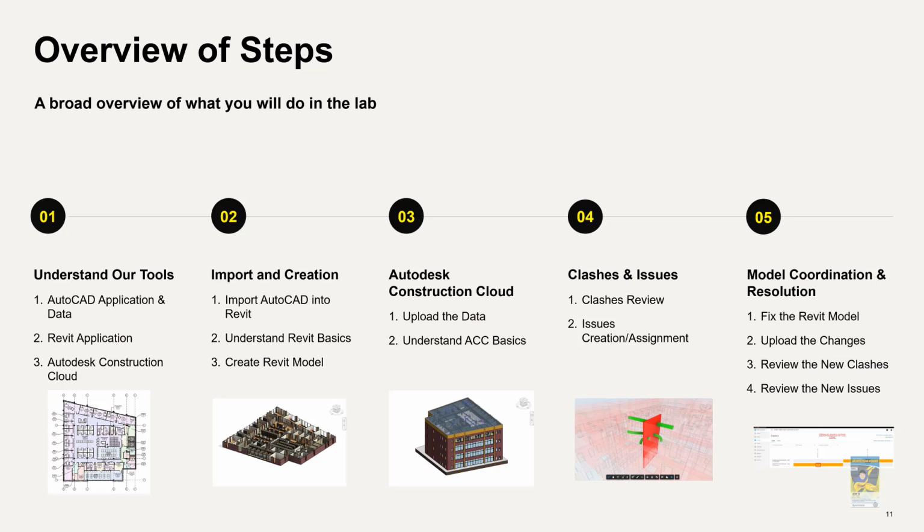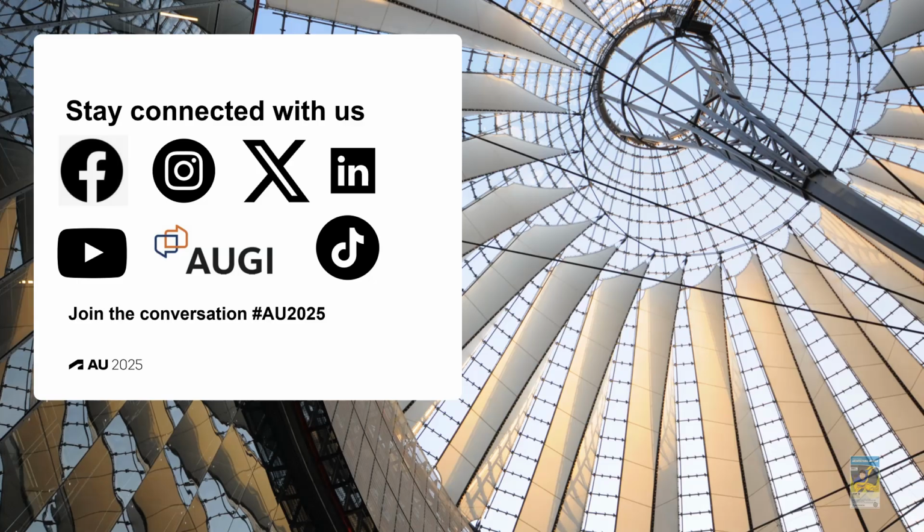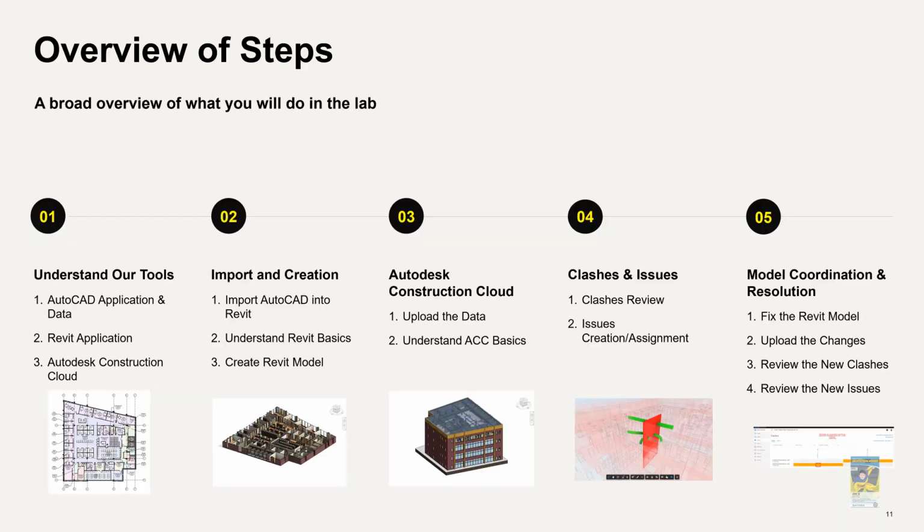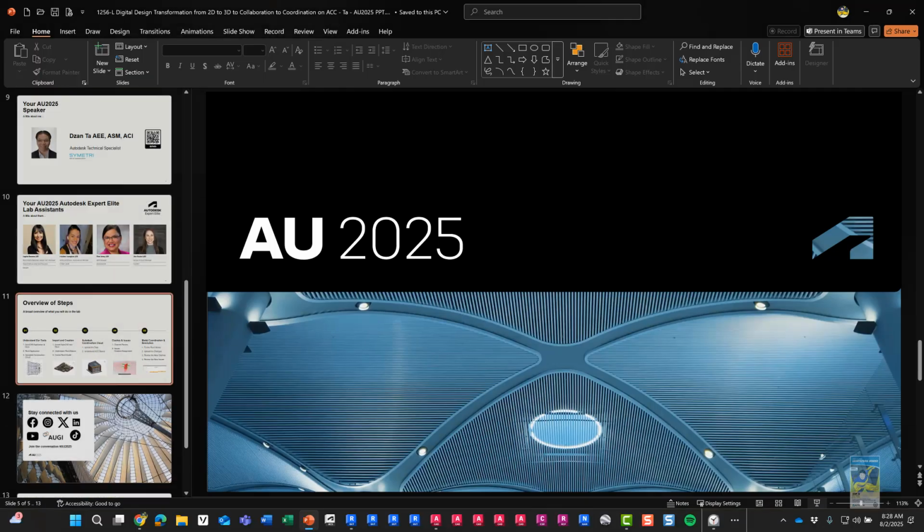And then lastly, if we have time again, we'll get back into the Revit model. We'll make the necessary changes that we need. We'll upload the changes, and then we'll review the new clashes and review the new issues. For here, I'm going to switch out of the PowerPoint presentation and jump into our first tool, AutoCAD.